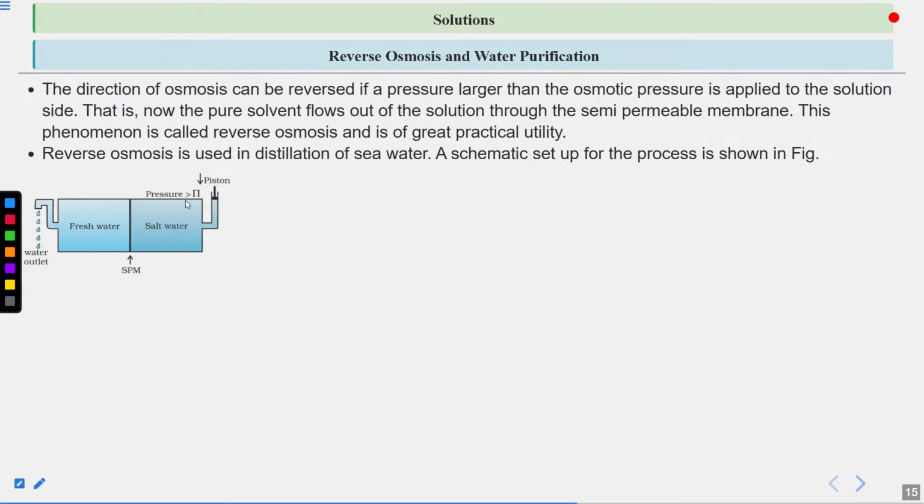Here is a diagram for you. Suppose we have fresh water here. So only the solvent molecule is present here, right? And here we have the salt water. Initially, what would happen if we don't apply any pressure? The fresh water will move into the salt water. This is normal osmosis. But if you keep on applying the pressure, finally, the solvent molecules from the salt water will move to the fresh water, and the volume of fresh water will increase. As a result, you are purifying the salt water. So this method is used in the case of distillation.